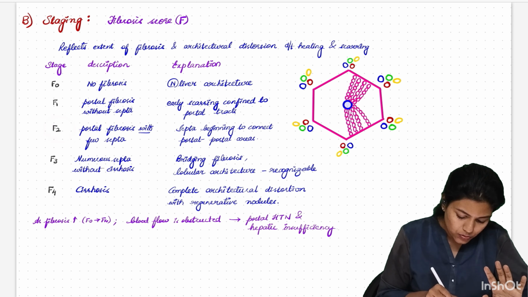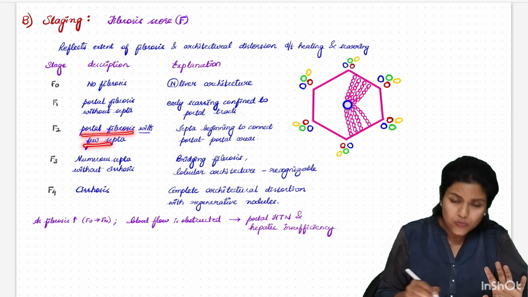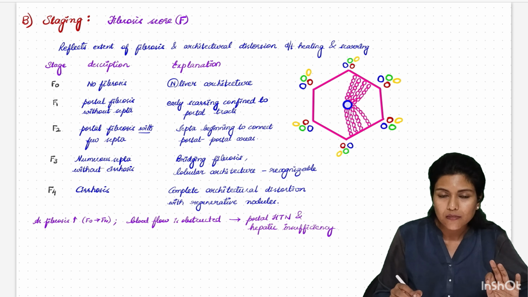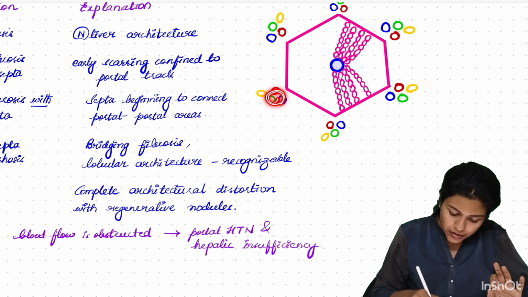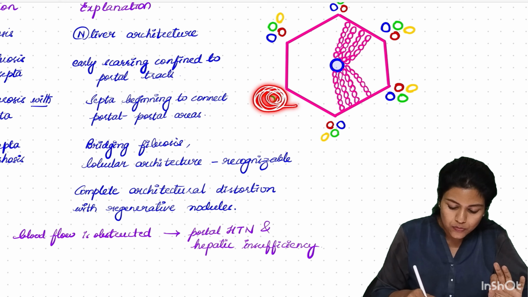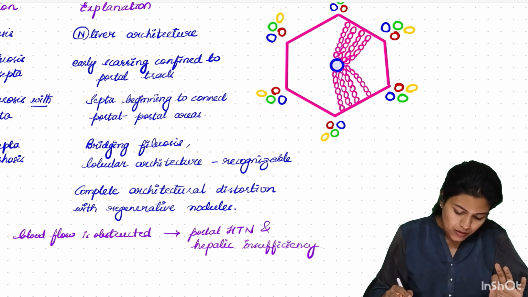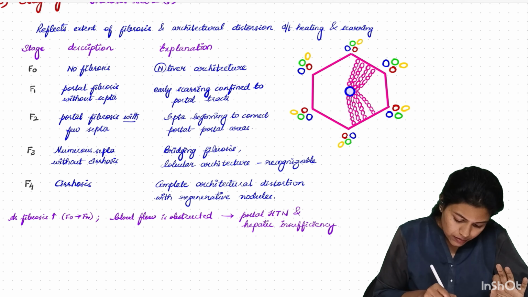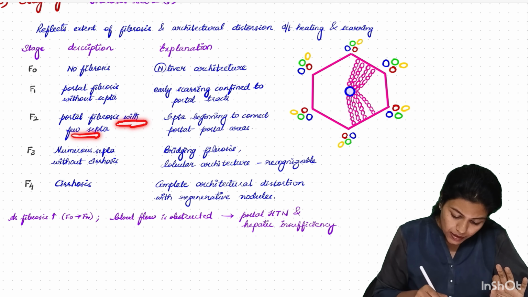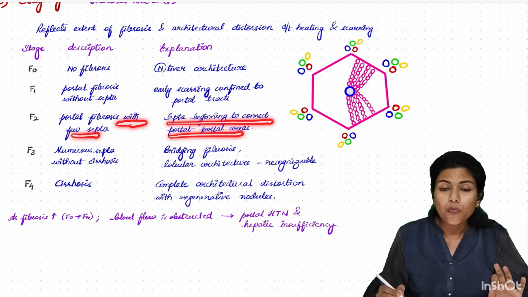Coming to F2, there is portal fibrosis with few septa. Now it has crossed its limits. There is fibrous deposition in the portal tract, and it gives out a few septa. The septa begin to connect portal areas.